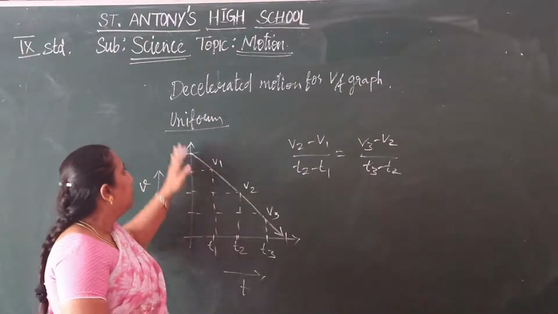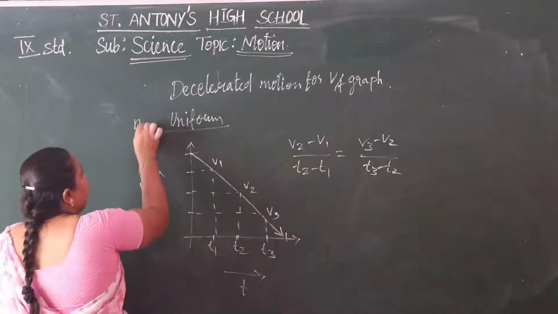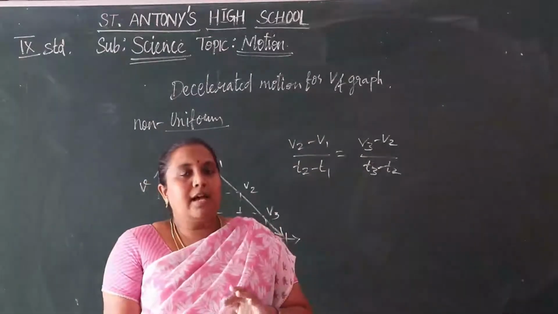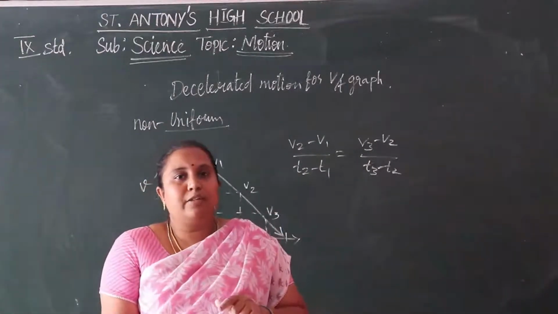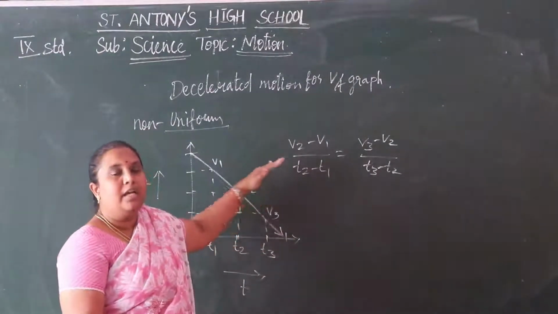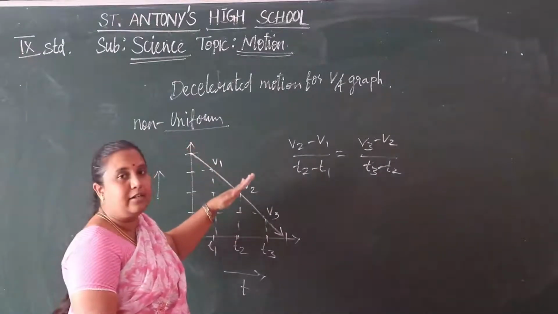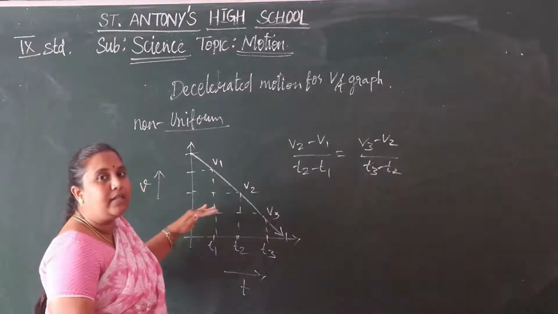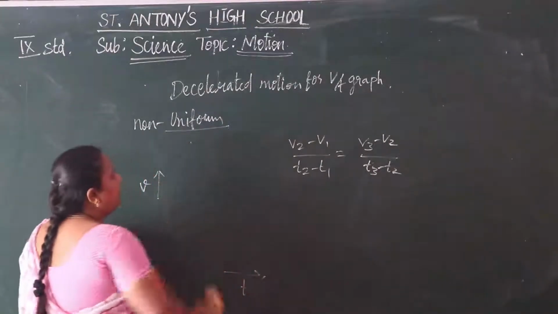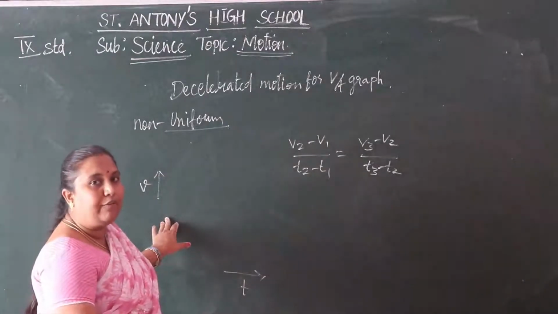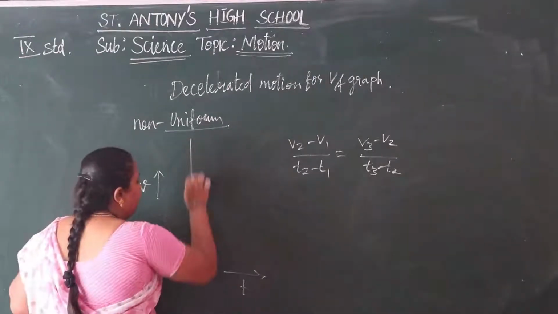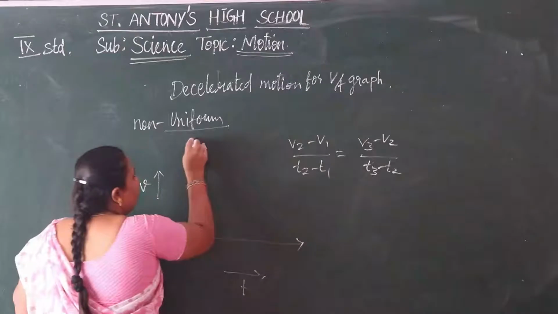And the same for non-uniform decelerated motion. Earlier, in non-uniform accelerated motion, we saw unequal distances in an increasing curve. Here in non-uniform decelerated motion we have unequal distances in a decreasing curve. Can you understand the differences between uniform and non-uniform, for both accelerated and decelerated motion? Children, don't confuse this.